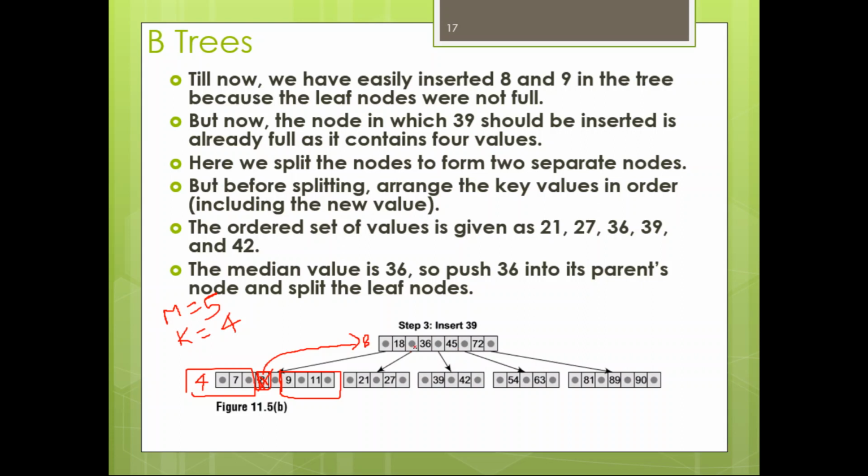No, because this node is also already full. This node has already 4 key values. It's a B tree of order 5, which can support only 4 key values. So again find the median. Here what is the median? 36 is the median. So push 36 to the top.